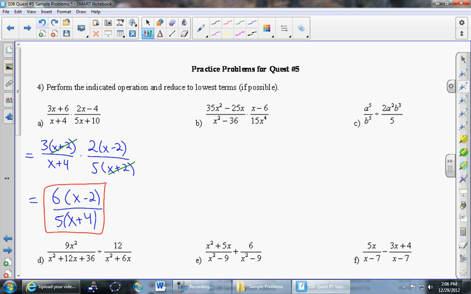Part B, 35x squared minus 25x over x squared minus 36 times x minus 6 over 15x to the 4. Again, factor first. Factor everything that you can factor. So top left, we're pulling out a 5, and we're also pulling out an x. Bottom left, difference of 2 squares.